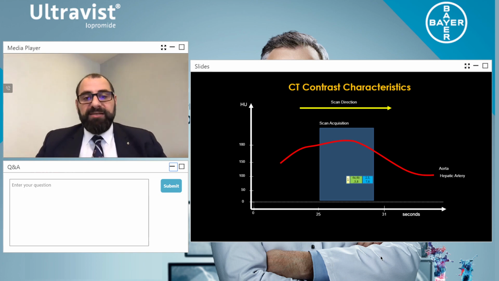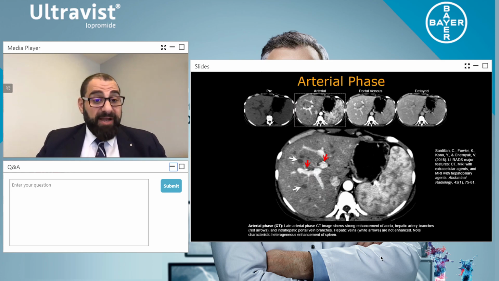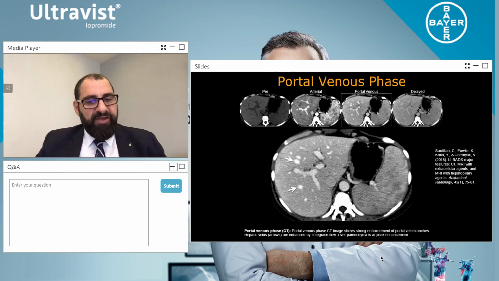So if we have a look at the arterial phase, let's have a look at what we'd like to see. We'd like to see the hepatic arteries nicely filled, as well as contrast in the portal venous system, because then we know that the actual 75% of the liver is enhanced. If we look at the portal venous phase, we'd want the portal system to be very heavily enhanced, as you can see with the arrows. And then you also want the hepatic veins, because we know it's going back up into the inferior vena cava.